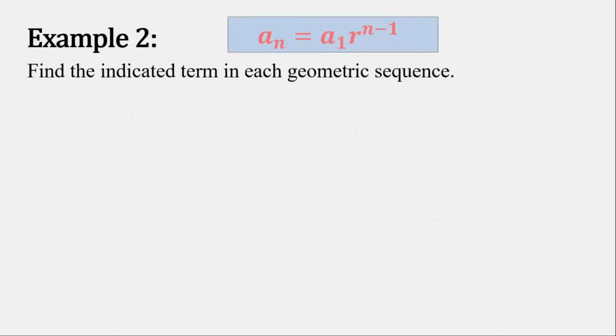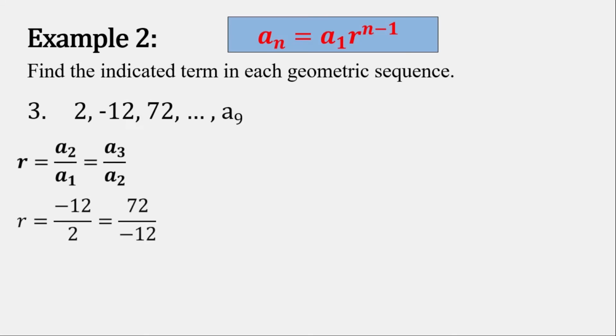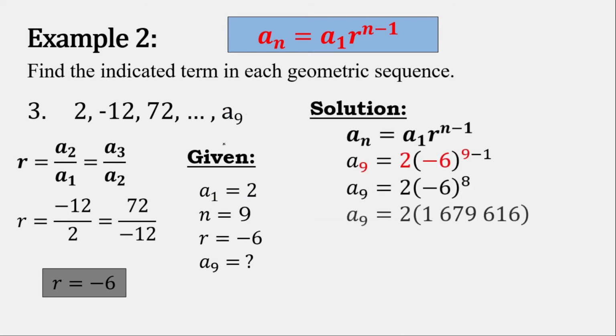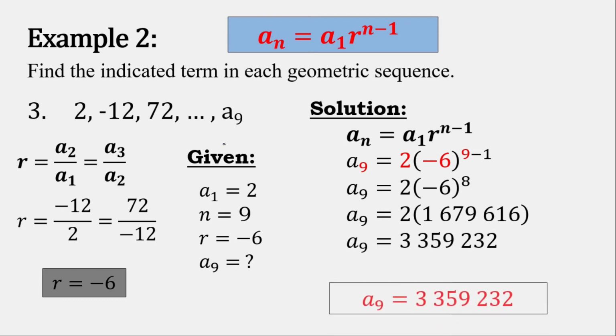On number 3, we can get a common ratio of negative 6. This is a negative ratio, and we have the following given. Remember that if the sign is alternating, you can always assure that the common ratio is negative. So let's find a sub 9 for our n, and let's just substitute it, and we could have the following answer.